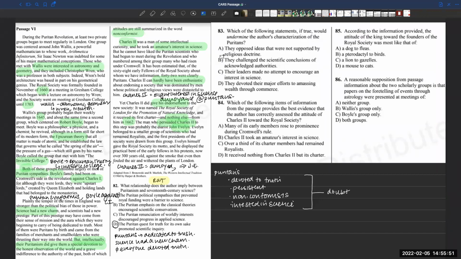So to just make it clear cut, A is the best answer here. All right, 84. And this is a reasoning beyond.